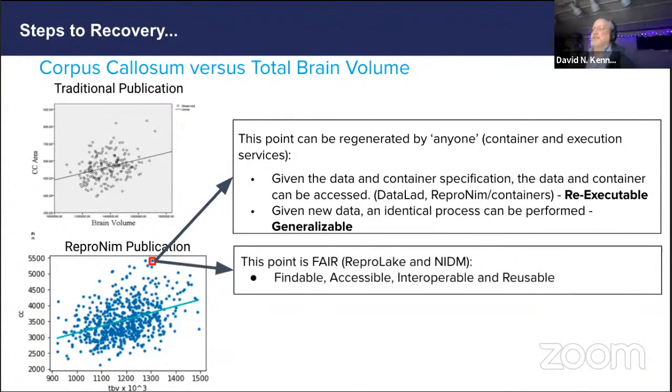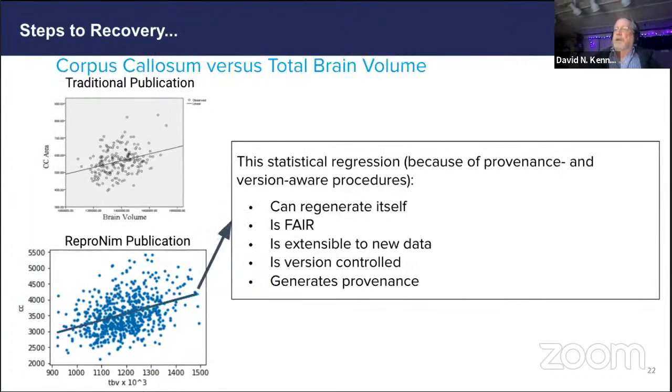And in that sense, the point is fair in that some way that point can be housed locally or publicly in a way that's findable, accessible, interoperable, and reusable. And hopefully that will resonate a bit with Marianne Martone's presentation from a while back. So fine, if we can generate points in that way, that would be great.